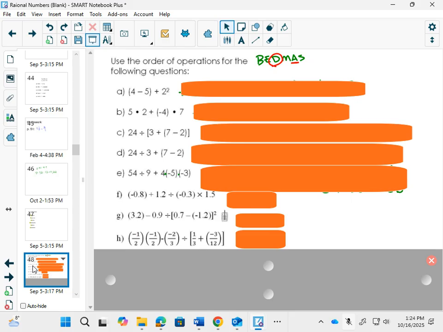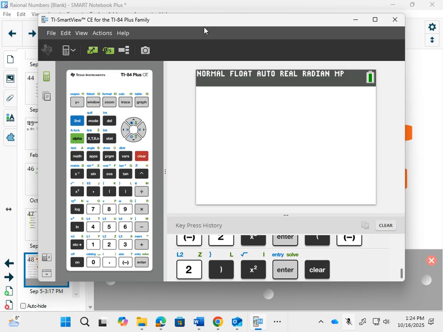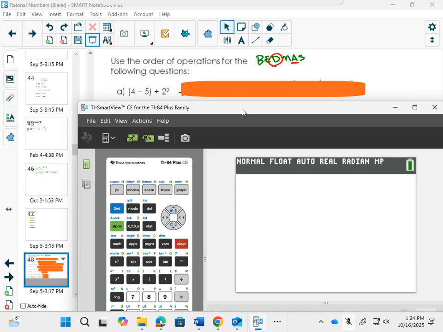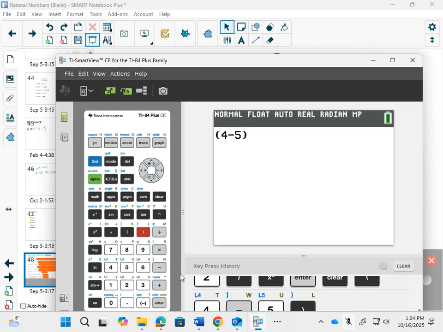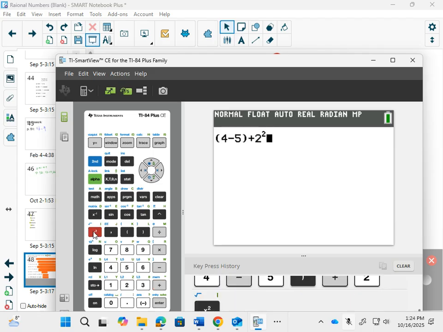So I'm going to pull up my calculator here. Clear everything out. My first question has a bracket, so I want to see on your calculator, can you find the bracket button? Then it needs to do 4 minus 5. So I go 4, subtract 5, close that bracket. Look at my question again. And then plus 2 squared.